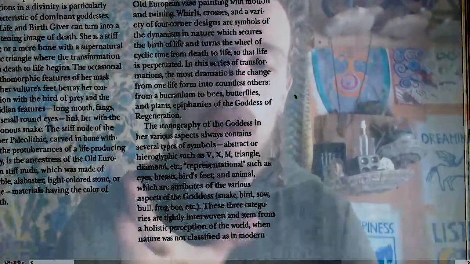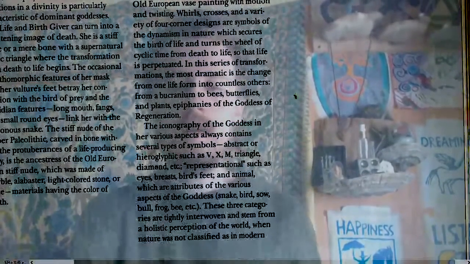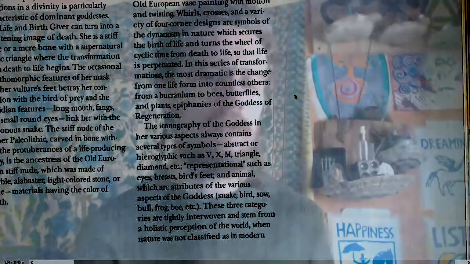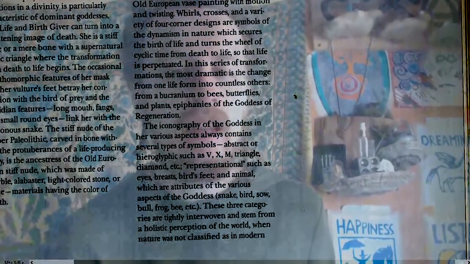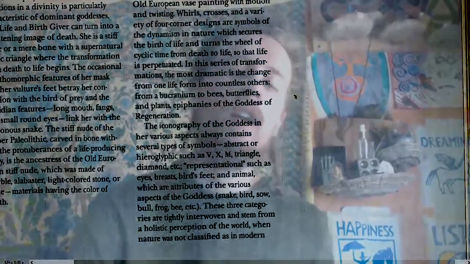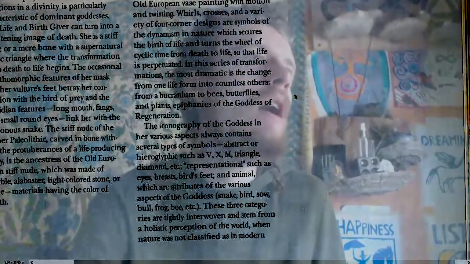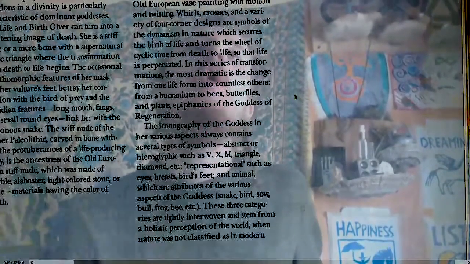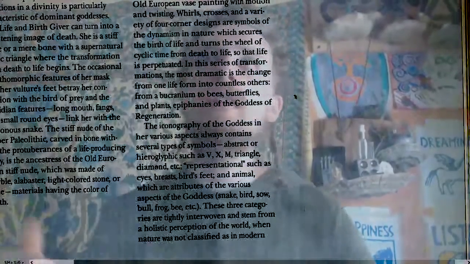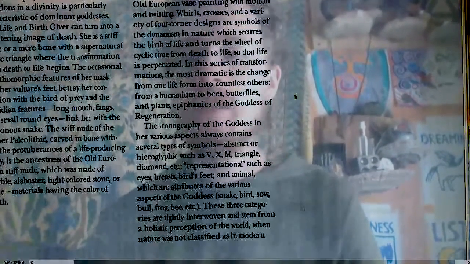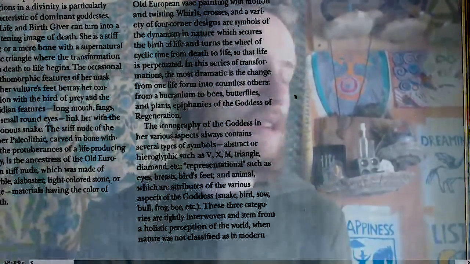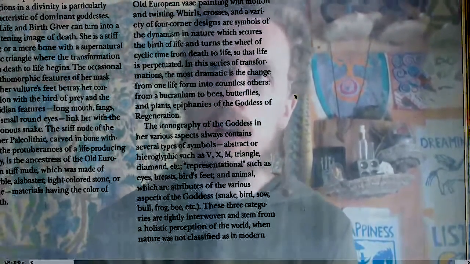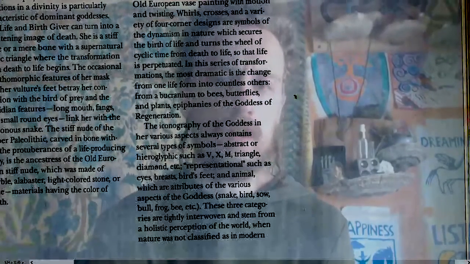And then there's representational, such as eyes, breasts, bird, feet. So these are icons of the goddess in more direct form. And then animals, which are attributes of the goddess. So these are indexical. The animal is connected with the goddess, is the goddess in some way, but it's also a correlate of the goddess. So you see these three categories of icon, index, and symbol in all of these artifacts, but they're not as clearly differentiable as they are in modern literate life.